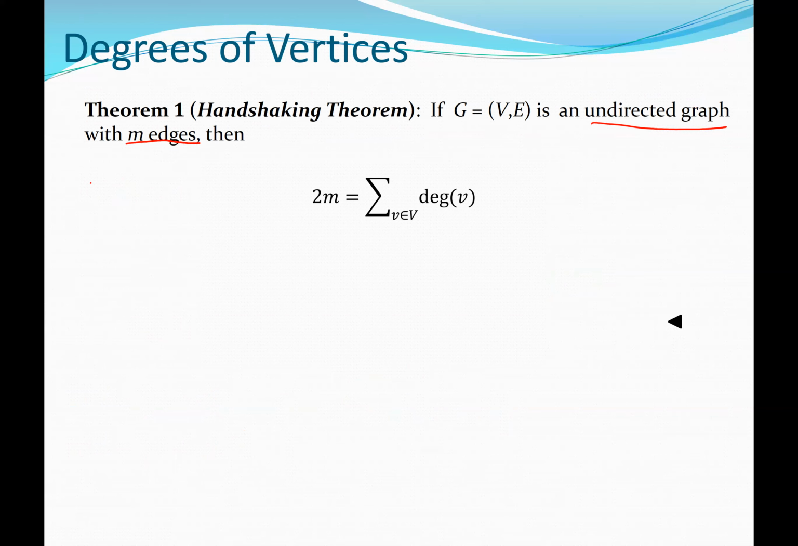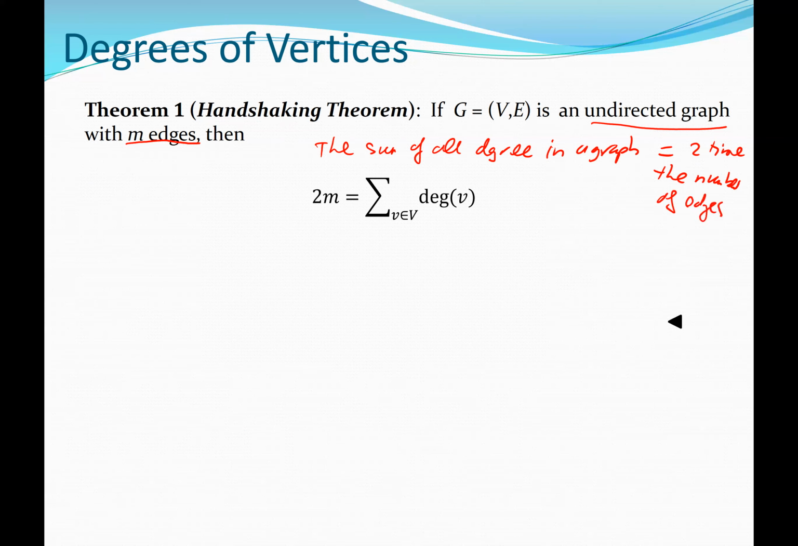2M is equal to the sum of the degrees, meaning that the sum of all degrees in a graph is equal to 2 times the number of edges. Okay, so that's the idea.